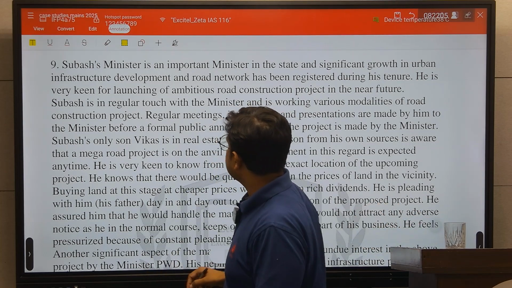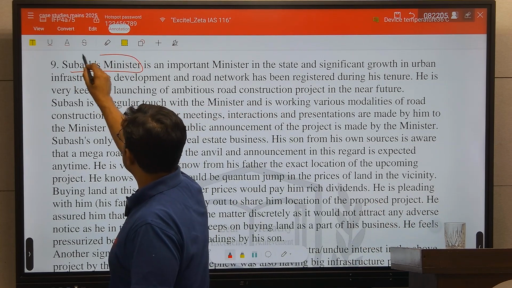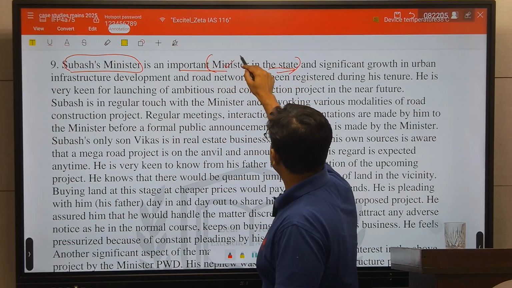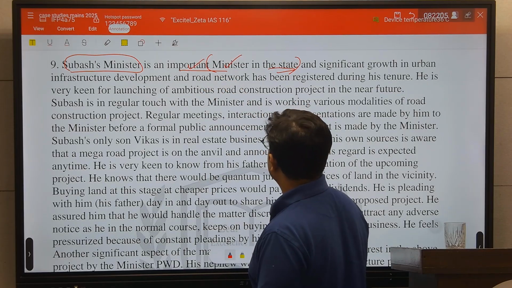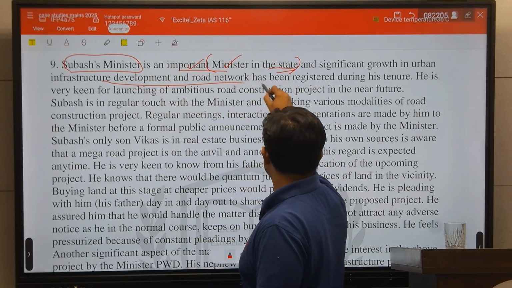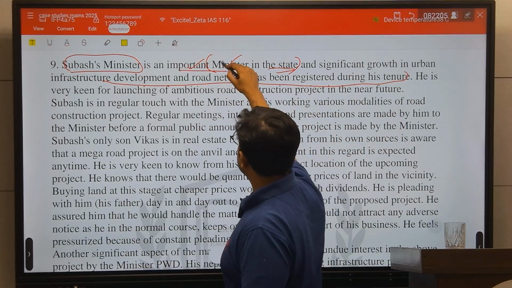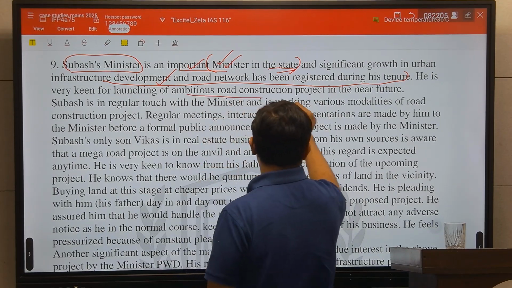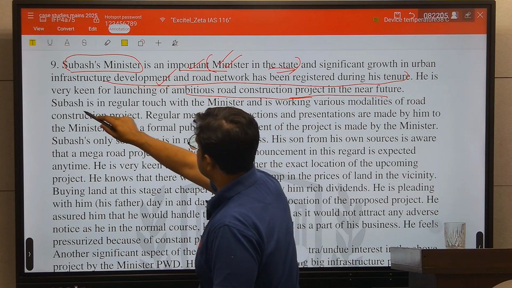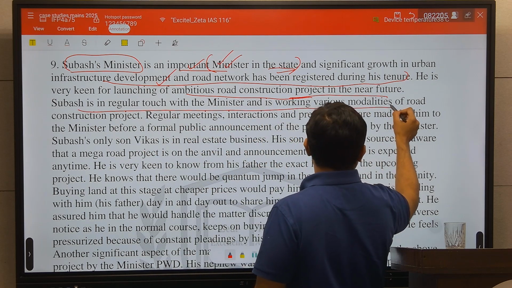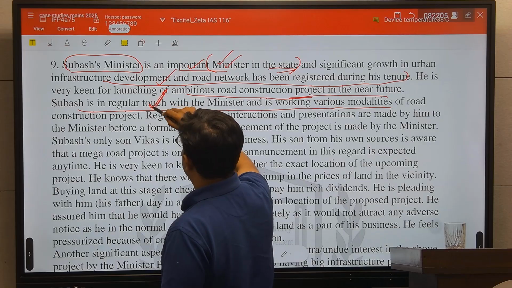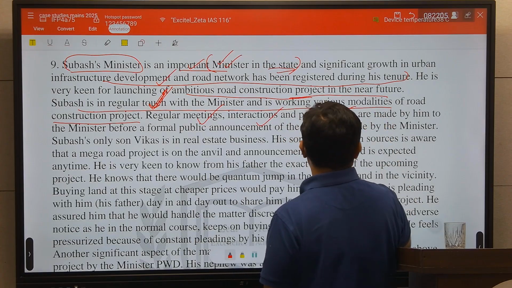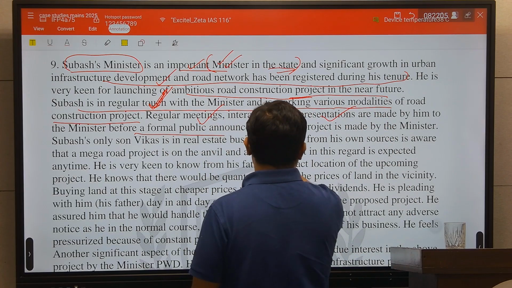The case study says Subhash's minister is an important minister in the state, a high-ranking, important minister, and significant growth in urban infrastructure development and road network has been registered during this period. So he is an important and also impactful minister. He is very keen on launching an ambitious project in the near future. Subhash is regularly in touch with the minister, working with various modalities. So there is continuous interaction also with the road construction projects.